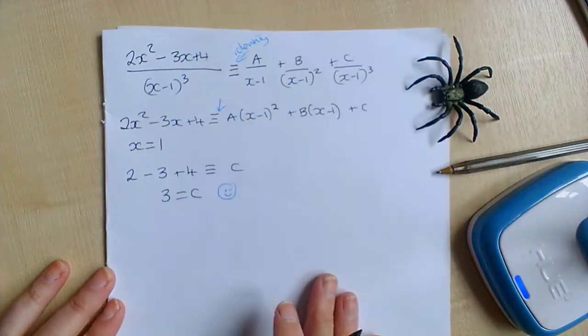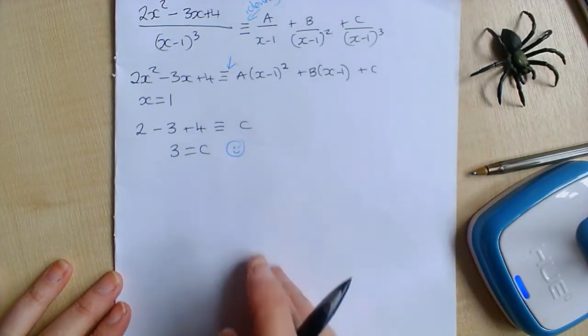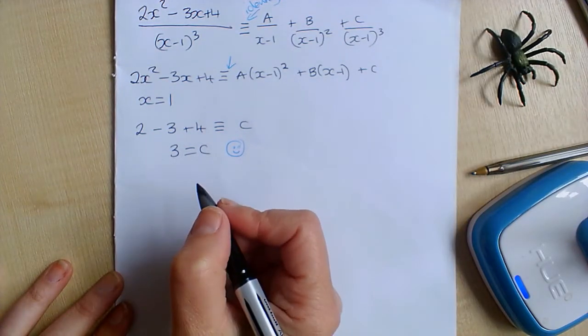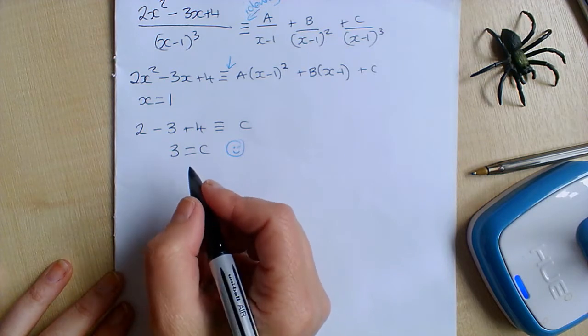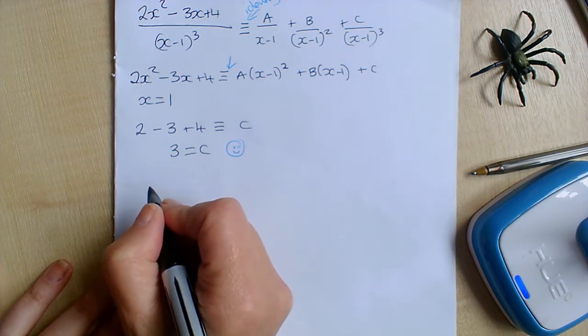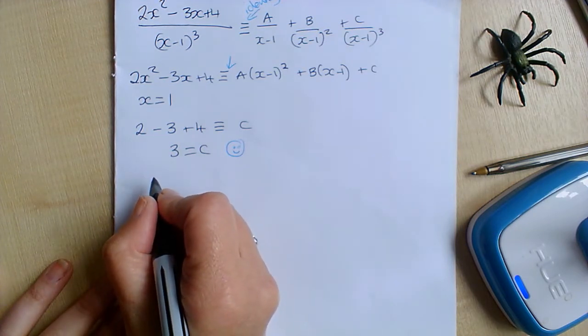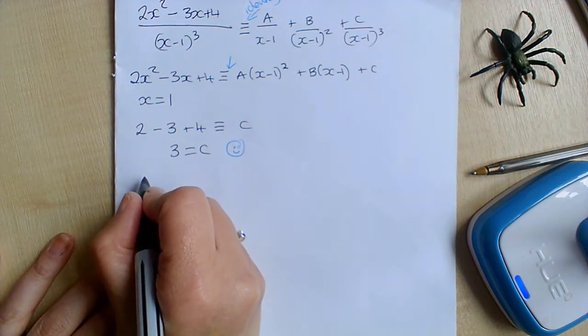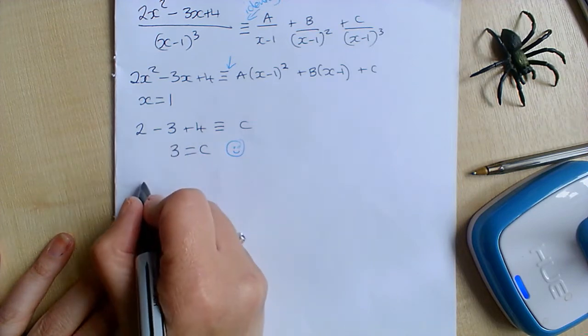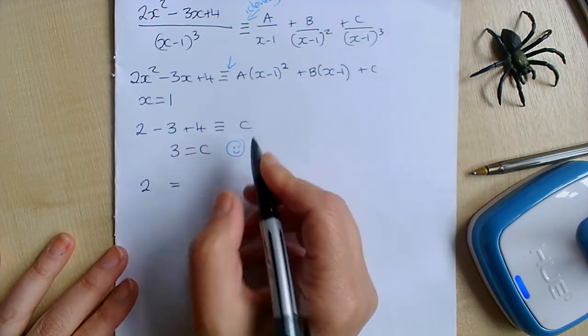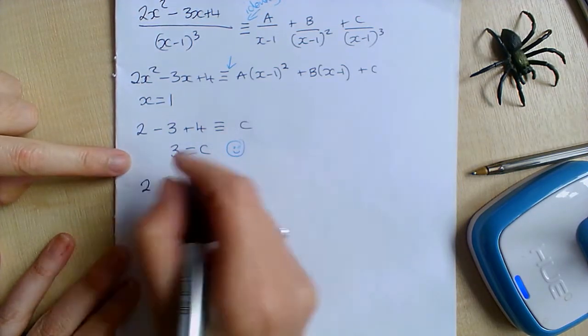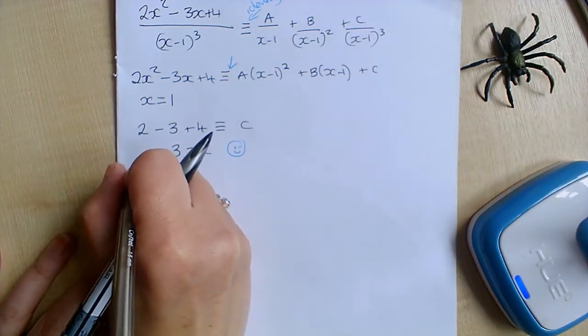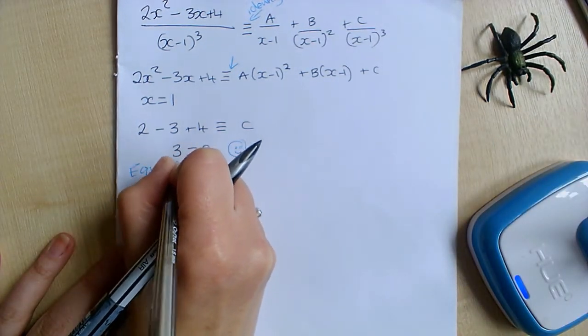Now we need to try and find our values of a and b. So let's try equating coefficients of x squared. On the left-hand side the coefficient of x squared is 2. Let's write the word equate in there, so we're showing what we're doing.